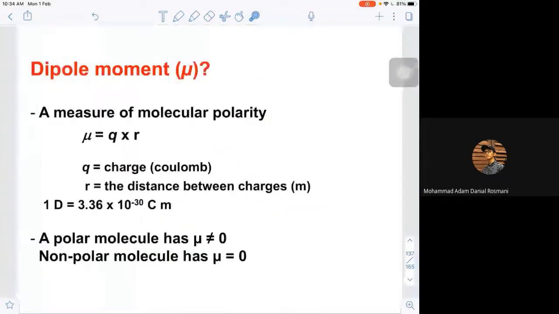So what is the dipole moment? The value of the dipole moment is used to determine the polarity of the molecule. The greater the dipole moment value, the more polar the molecule. So if we have a polar molecule, the dipole moment, or mu, will not be equal to 0, meaning it is greater than 0. As long as we have a value for the dipole moment, we know that the molecule is a polar molecule. However, if the dipole moment, or mu, is equal to 0, it means that the molecule is a non-polar molecule.